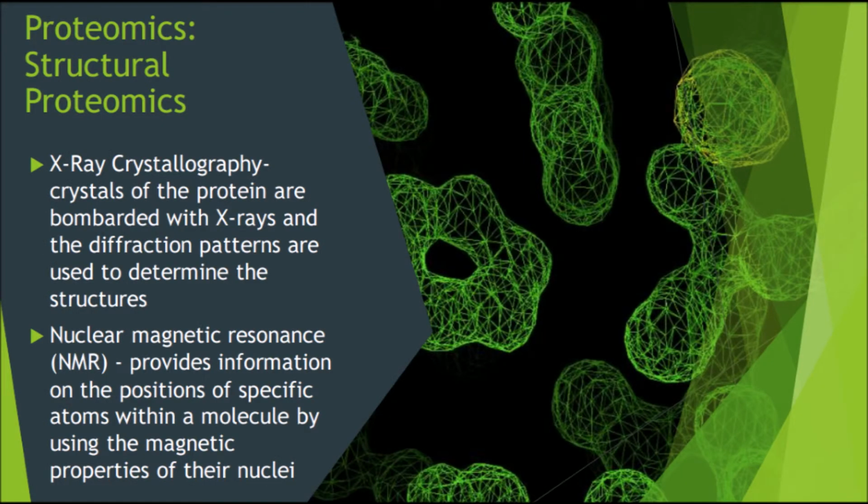In order to study protein structure, two methods could be used: X-ray crystallography, where the crystals of the protein are bombarded with X-rays and the diffraction patterns studied, or nuclear magnetic resonance, shortened to NMR, which provides information on the positions of the atoms within a molecule based on their nuclei's magnetic properties.